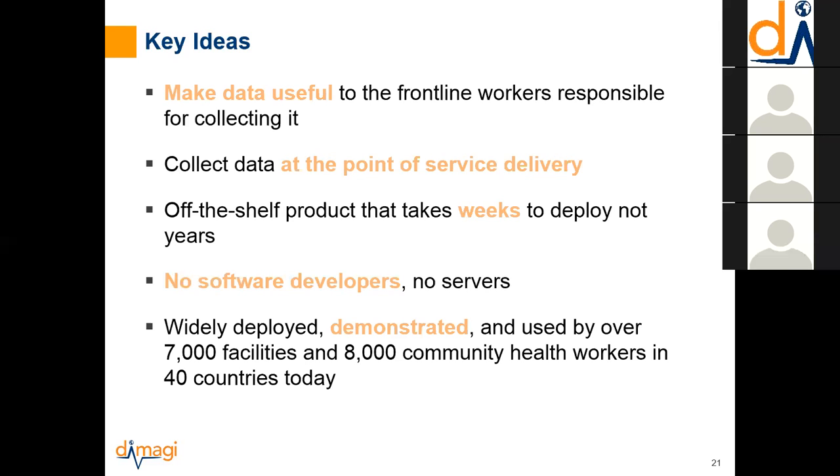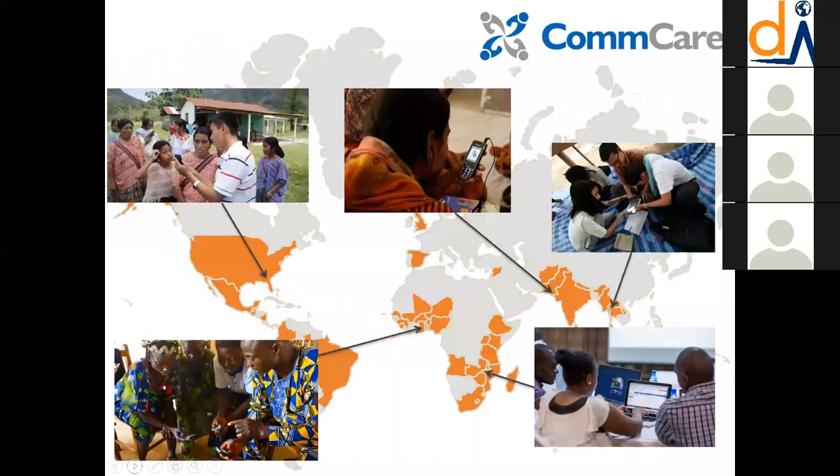Some people, it might take a little longer. Some people, it might take a little faster. That really just depends on the content of the app as well. And then also no software developers and no servers. So you can use ComCare without hiring developers, and you don't need to invest in infrastructure like servers. You really just need to get some hardware, so a few phones. And it's widely deployed and demonstrated, used by over 7,000 facilities and 8,000 community health workers in 40 countries today. So over the last 2 years, we've really gotten ComCare out to the masses, and we're scaling even more and more. So it's a pretty demonstrated technology at this point.